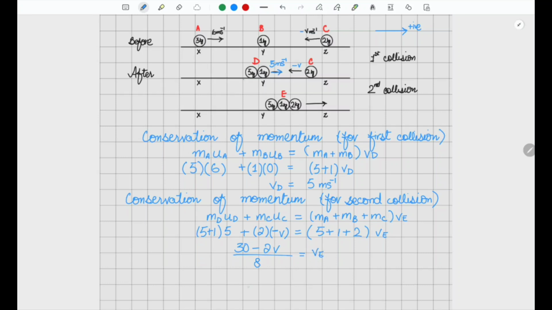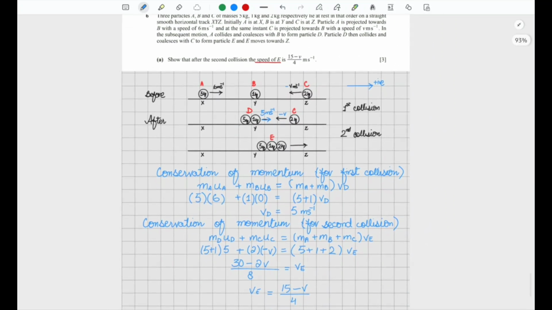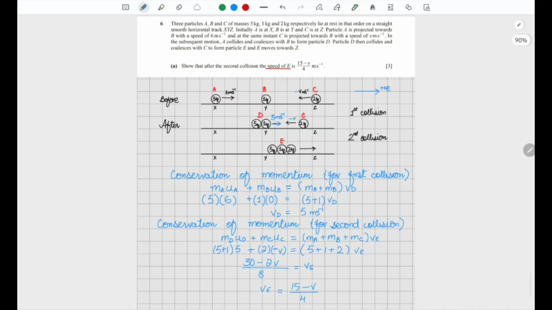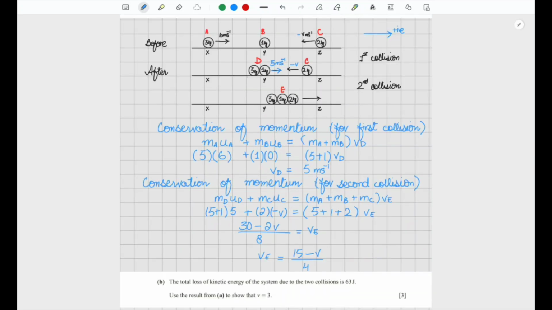So if we take 2 common from the numerator, VE will become 15 minus V over 4. Okay, so this is your VE that you needed to be proving it to be equals to 15 minus V over 4 meter per second, and this is what we have proved now. Now look for the part B.